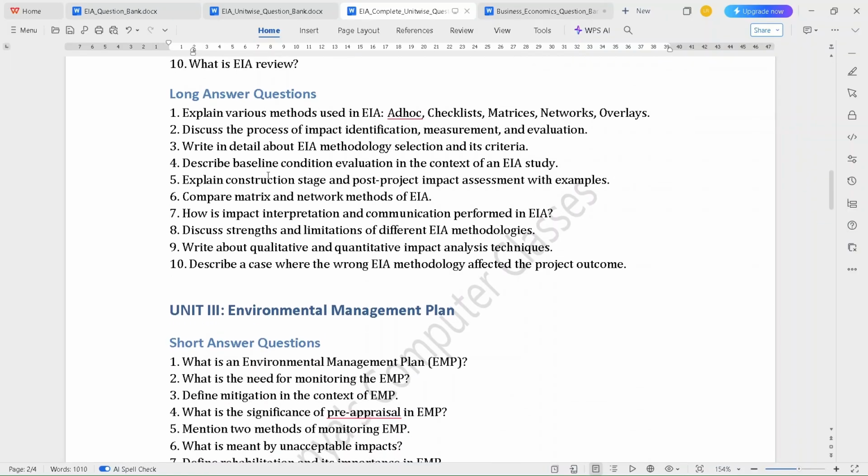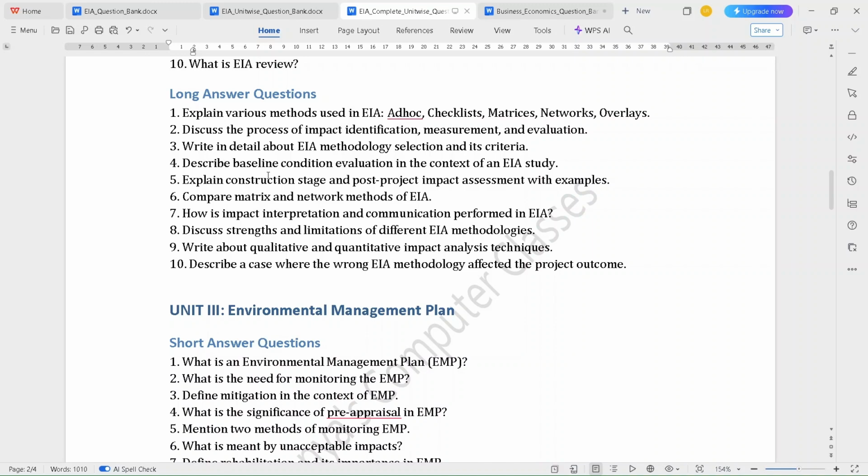The long answer questions are: explain various methods used in EIA: ad hoc, checklists, matrices, networks, overlays. Discuss the process of impact identification, measurement, and evaluation. Write in detail about EIA methodology selection and its criteria.